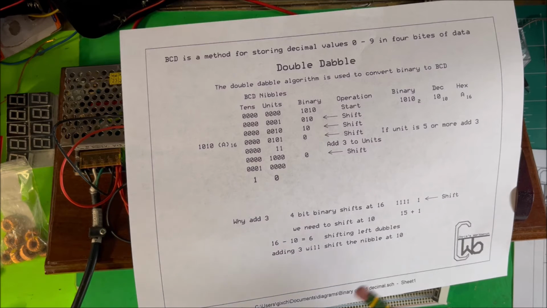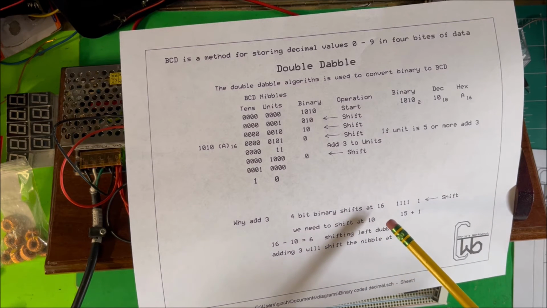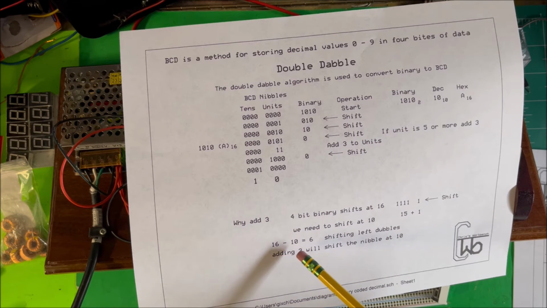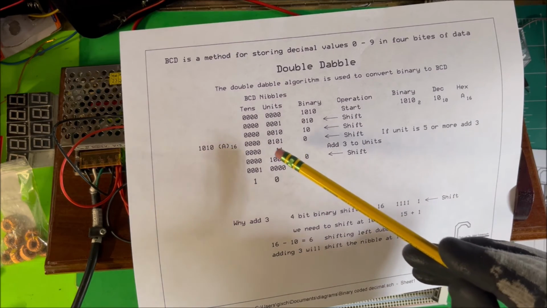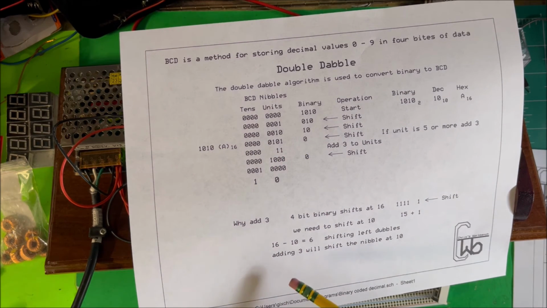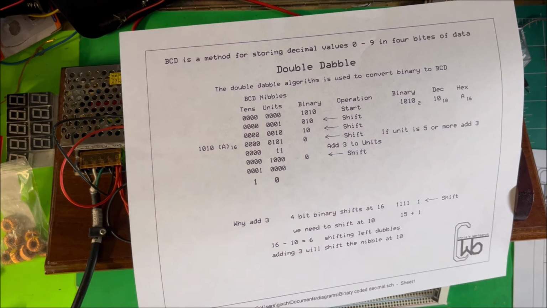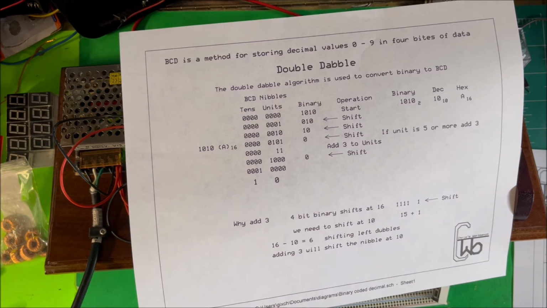So the reason they add the 3: 4-bit binary likes to shift at 16, and we need to shift at 10. 16 minus 10 is 6. And shifting left doubles, so we go from 1 to 2, 2 to 4, 4 to 8. That's always doubling. So we add 3, and that'll shift the nibble. These are nibbles, and so it shifts at 10 then. It's kind of a neat little thing they do, but that works, and we shift that over to 10, so we get our 10 there.